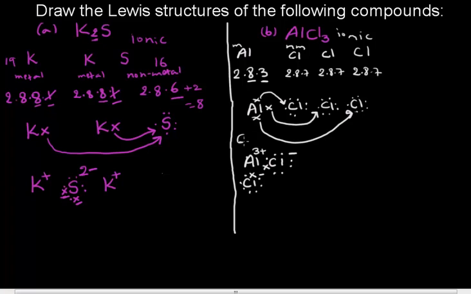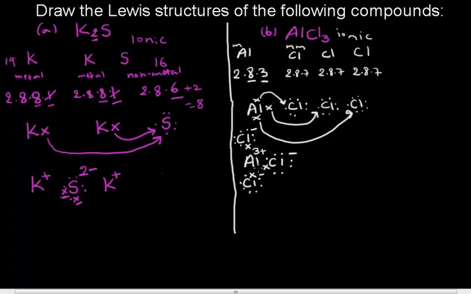So we have the third chlorine. We can draw these chloride ions around the aluminum. So originally this chlorine also had 7 valence electrons, and it gained 1. The cross represents the electron gained from aluminum.